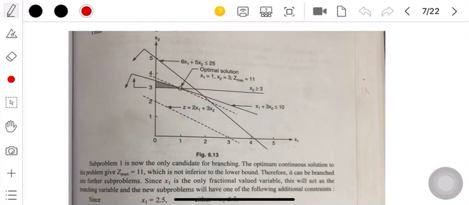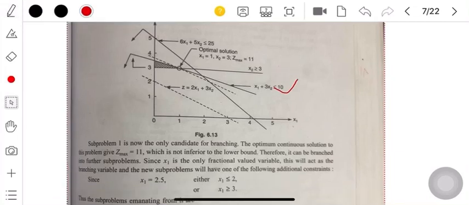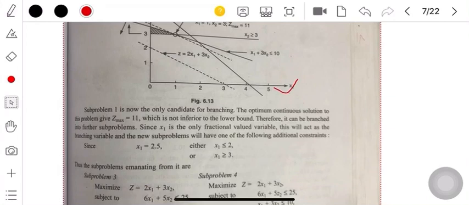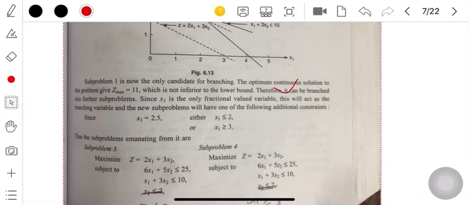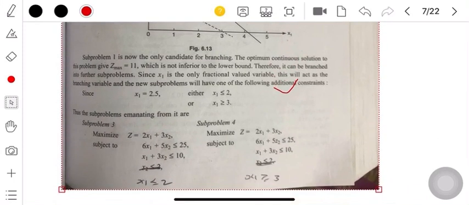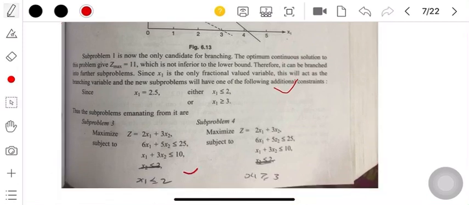Here it is. Again we have divided the problem. First we will assume x1 less than or equal to 2 and x2 greater than or equal to 3. First we have assumed x2 greater than or equal to 3, and after assuming this we obtain the solution. Here it is, sub problem 3. You can have a look. x1 less than or equal to 2 and x1 greater than or equal to 3.